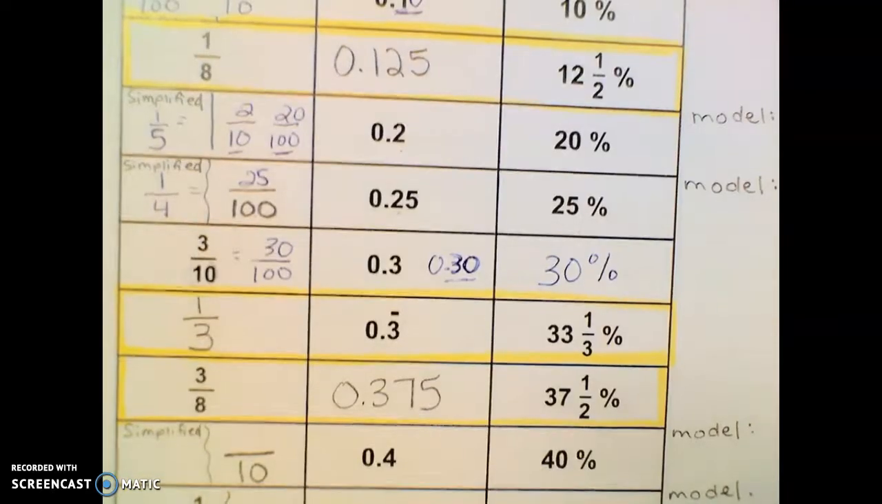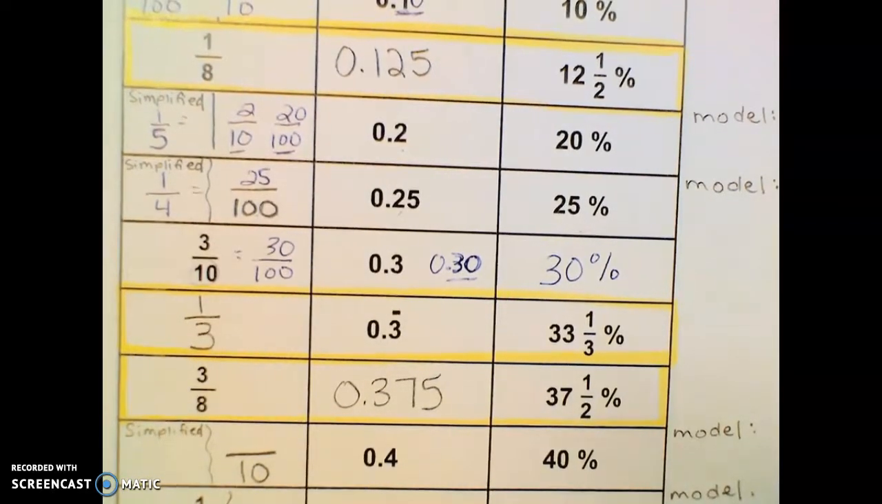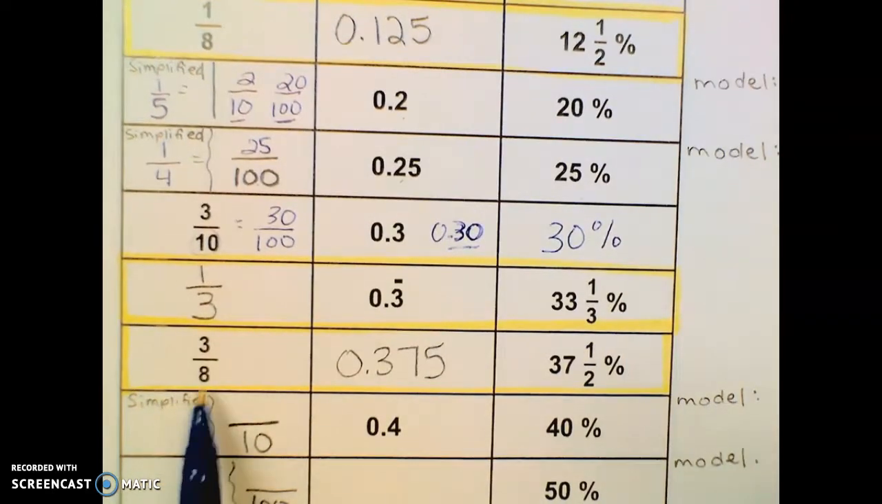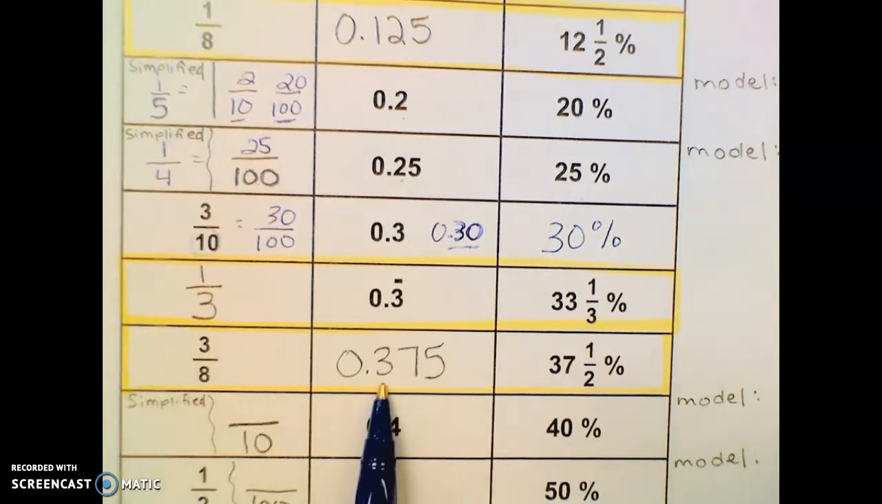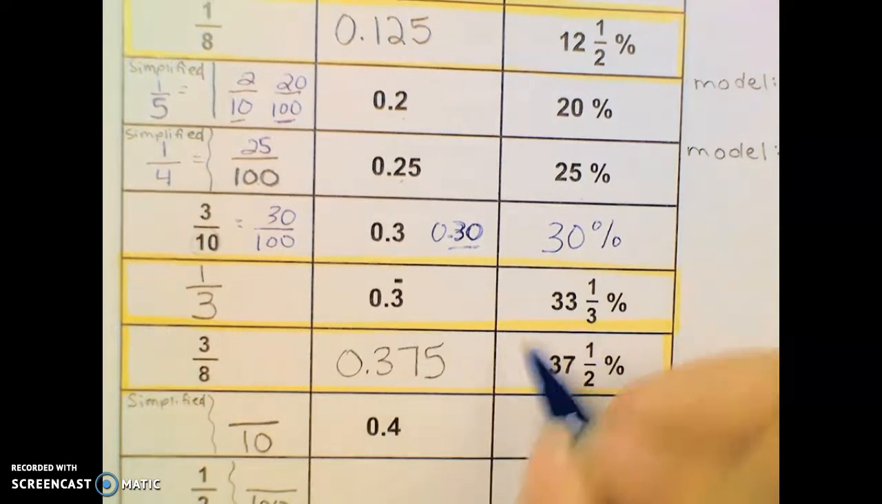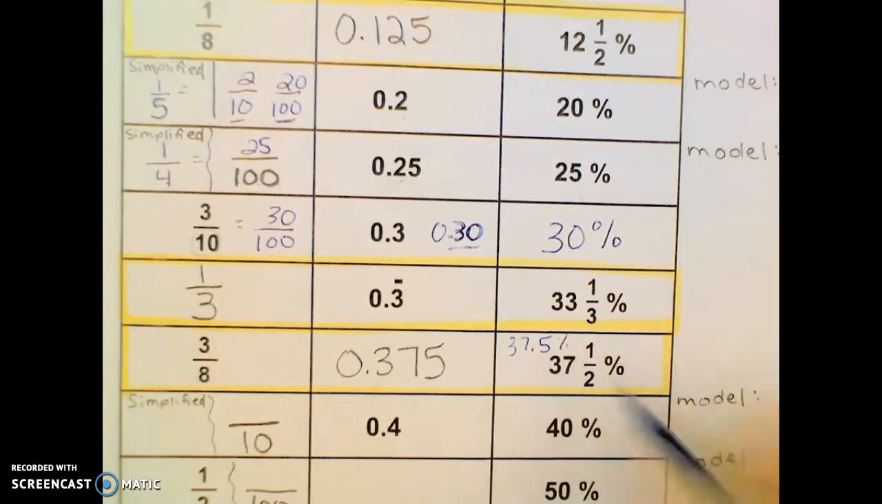1/3 is one we're just going to memorize. 1/3, 0.333 repeating, 33 1/3%. 3/8, that's one we're going to memorize because we can't get eighths to be tenths or hundredths easily. So it's just one that we're going to memorize. 0.375, 37 1/2%. And it's 37 1/2 because when we move the decimal, it's 37.5%, which is the same as 37 1/2.